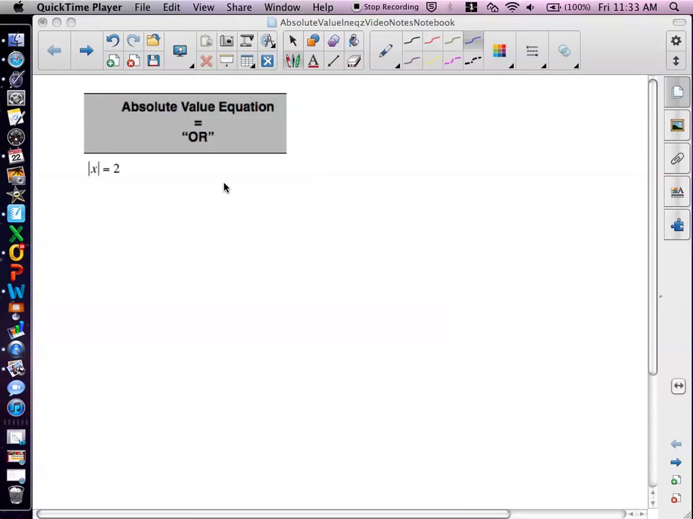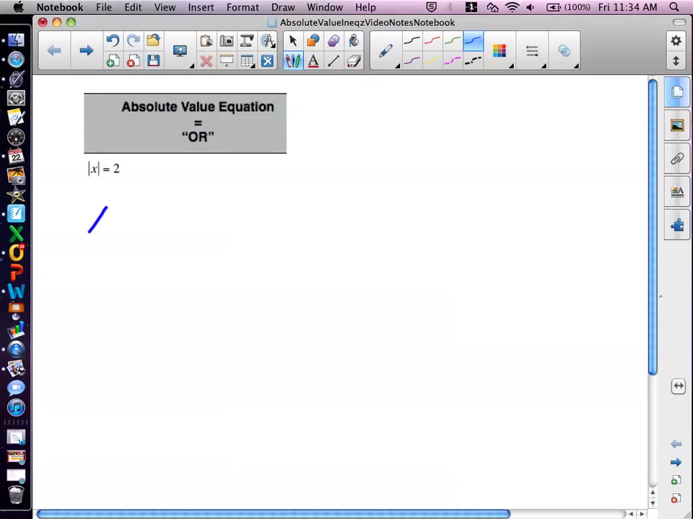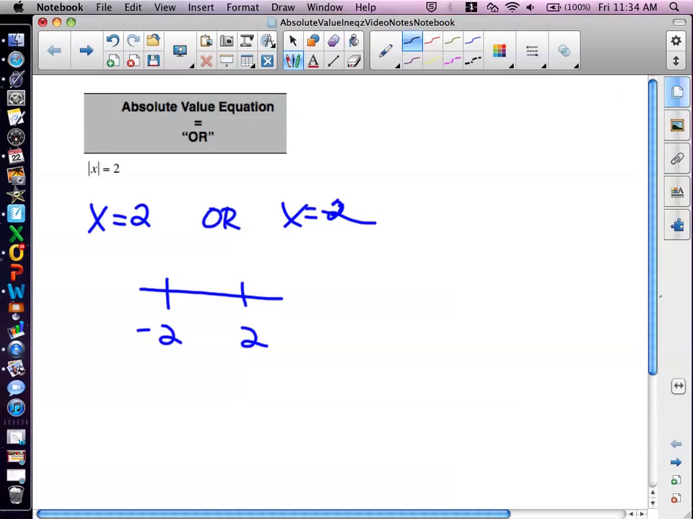Okay, going back to review just basic absolute value equations, the most basic setup, the absolute value of x equals 2. And we can think of it as a compound OR scenario because when I'm solving for the answers, x equals 2 or x equals negative 2. And on a number line, I have negative 2 and positive 2.